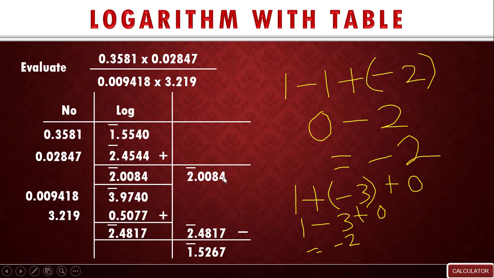Remove 7 from 4. That is impossible. So all you need to do is to borrow 1 from here, and 1 with 4 together makes 14. 14 minus 7 will give us 7. Okay, remember we borrowed 1 from this 8, that means 7 will be left here. 7 minus 1 is going to give us 6.